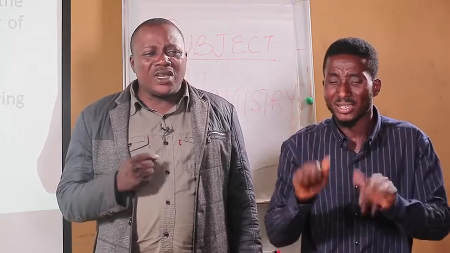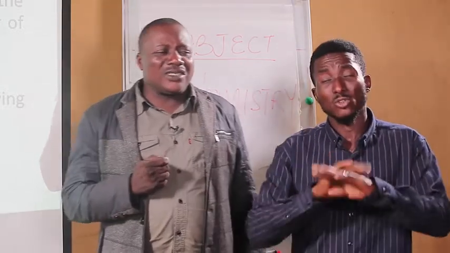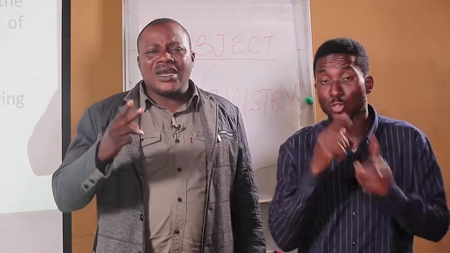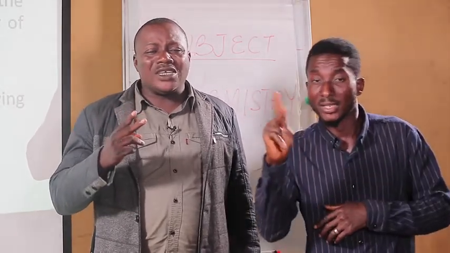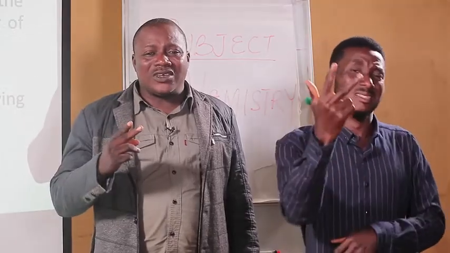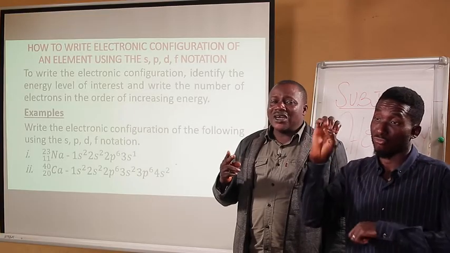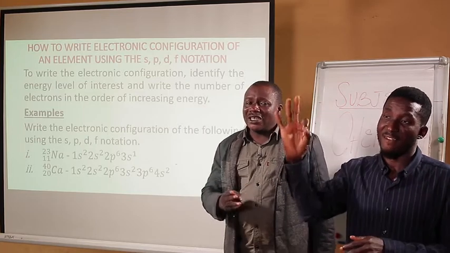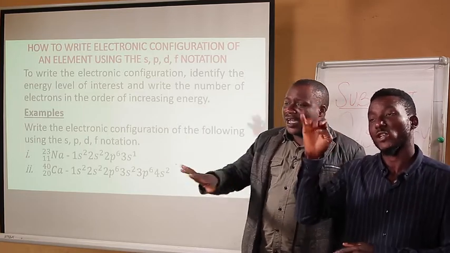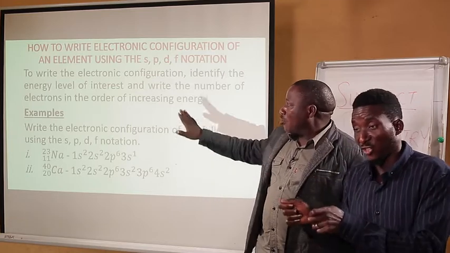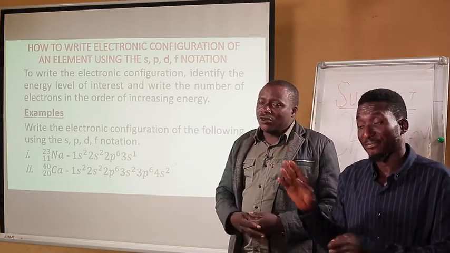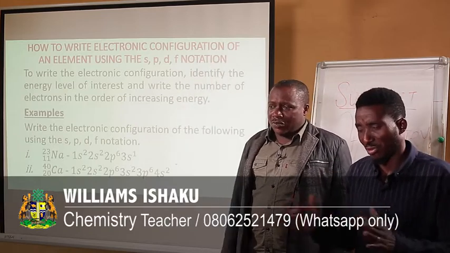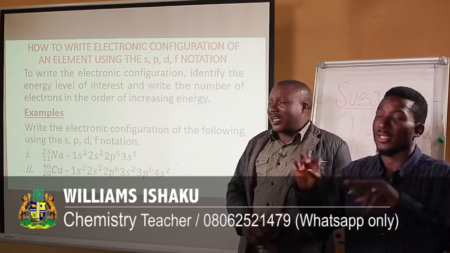My student, don't forget that from the beginning of this lesson, I made mention that the s orbital can only carry a maximum of what? 2 electrons, while the p can carry a maximum of 6 electrons. The d can carry a maximum of 10 electrons, whereas the f can carry a maximum of 14. Now, after arranging these orbitals according to their energy level, you begin to slot in the electrons based on the maximum number of electrons that they can carry.